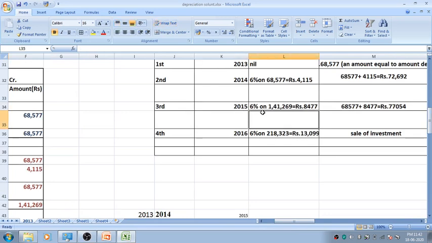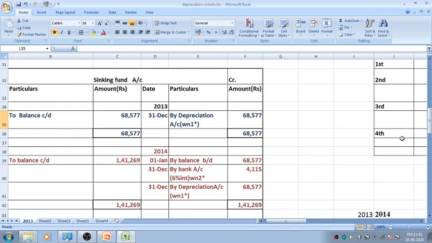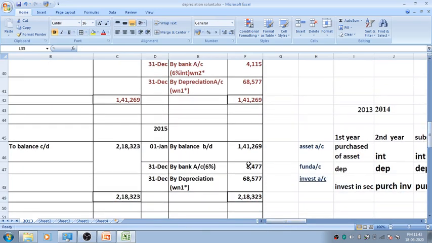2015, on 1,41,269, calculate the amount of interest, 8,477. Okay. So the entry of interest in the third year is 8,477, and depreciation is constant. As we always write the depreciation amount, the amount is constant. So when you write a constant amount, it means it is 68,577 depreciation fund created. Once you create this, the 2 entries are written.